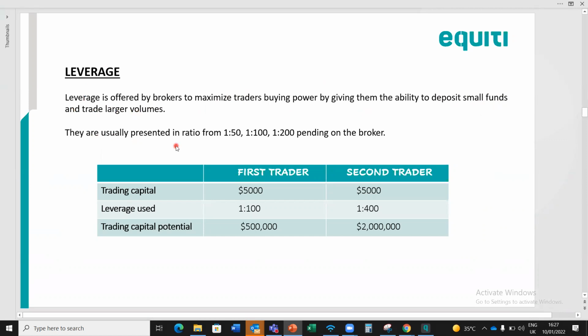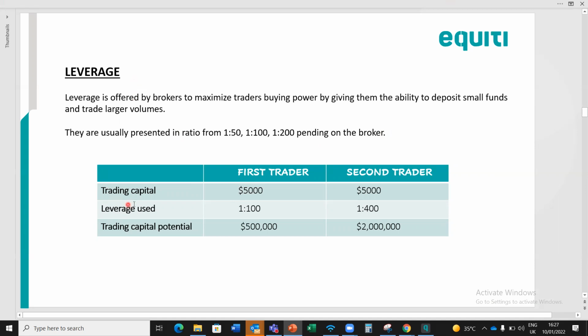Now, they are usually presented in a ratio from 1 is to 50, 1 is to 100, 1 is to 200, depending on the broker. Yeah, depending on the broker, you can actually trade with all of this leverage. Now, let's take a quick example so you understand the power of leverage.